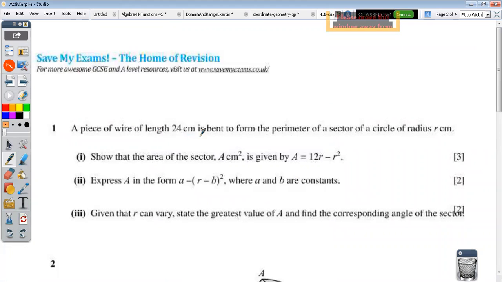A piece of wire of length, whatever, is bent to form a what? Perimeter of a sector of a circle. Okay, show that the area of the sector is given by this formula here. So how do you do that? 3 marks. A piece of wire is bent to form the perimeter of a circle.